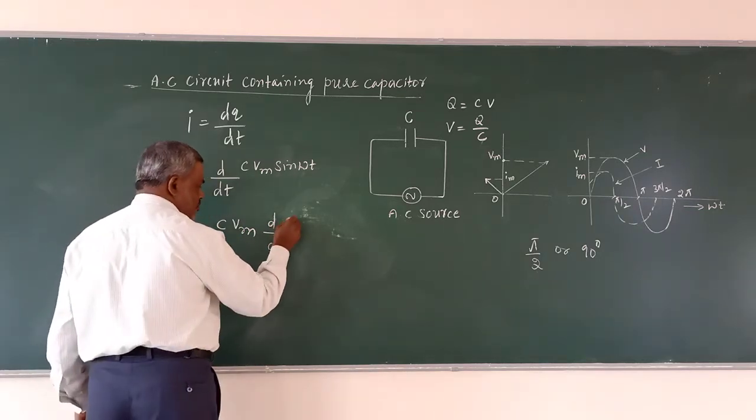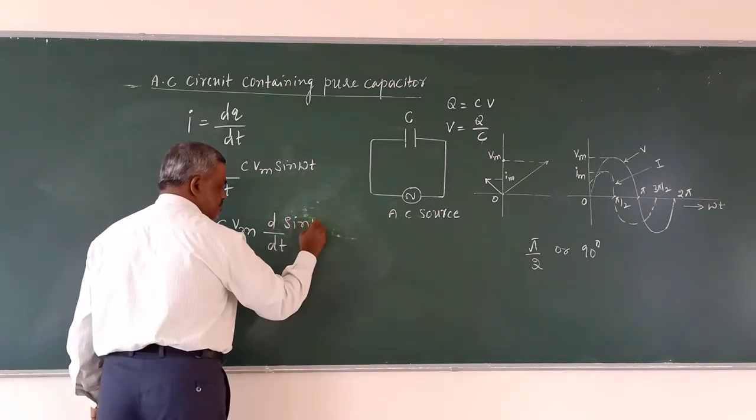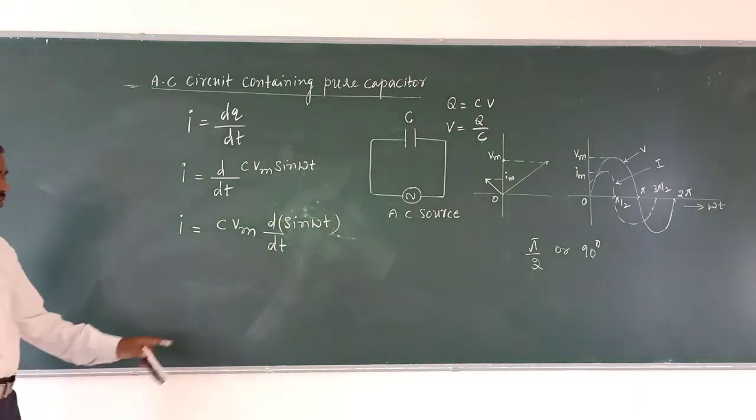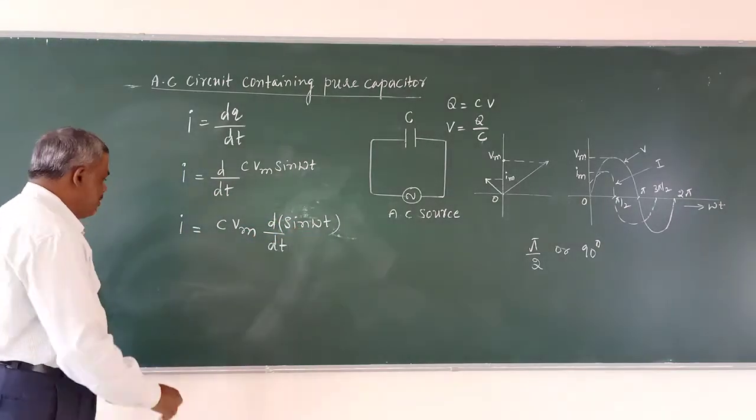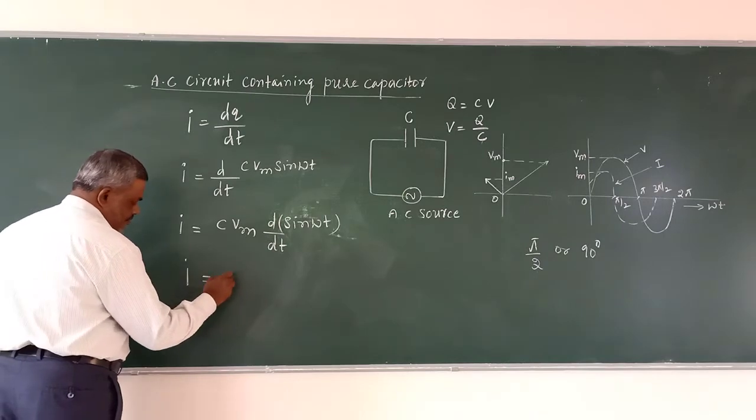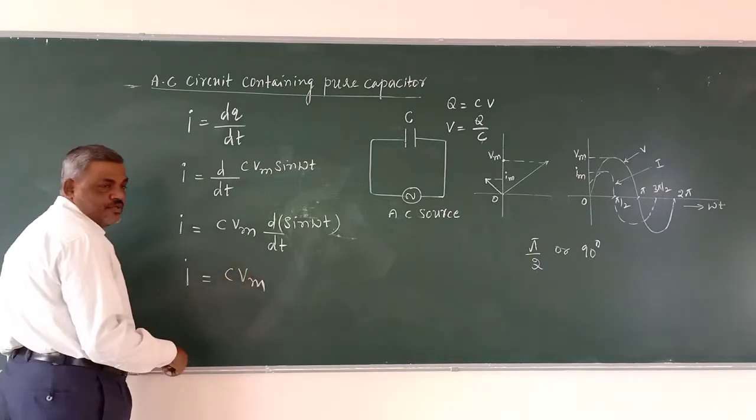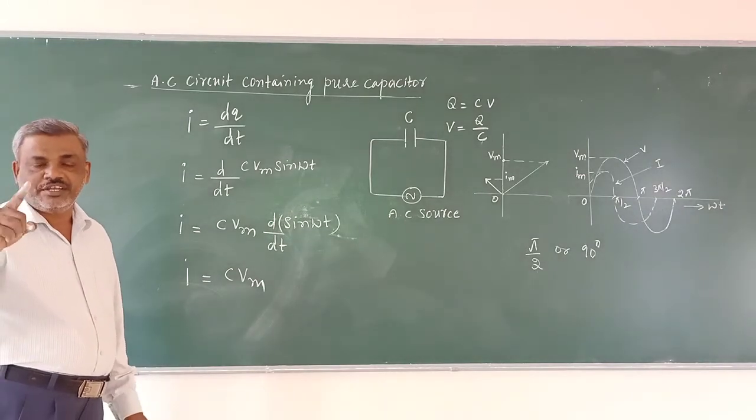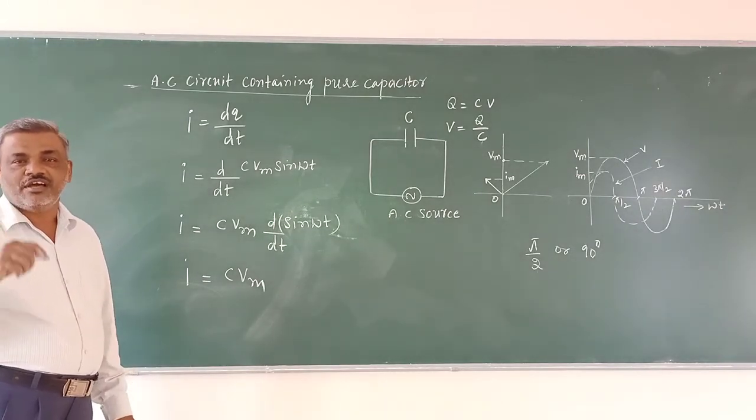So sin omega t. Now differentiation of sin omega t. So I equal to C dV by dt, with V equal to Vm sin omega t. Sin differentiation gives what? Cos. Sin theta differentiation is cos theta.